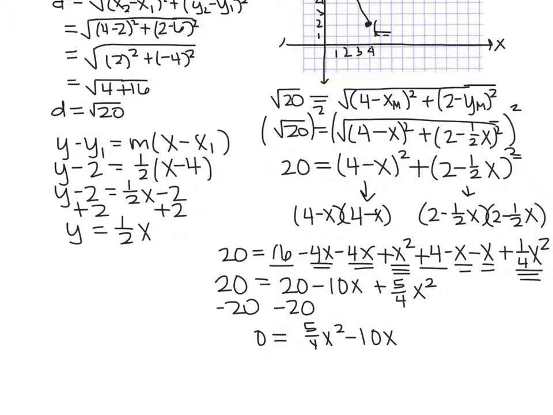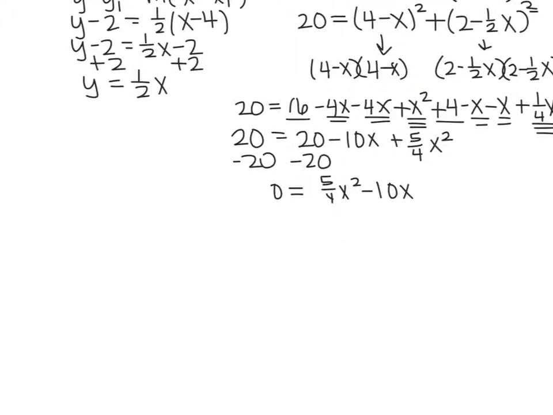So now we have the x's on one side, and now we just have to figure out how to solve for x. And those of you that may have factored before may notice that both of my terms on my right side have an x in common, which means I can factor that out. And when I do, I get x on the outside, and then in parentheses, I have 5/4 x minus 10. And this is how we're going to get possible x values for where my point M is.